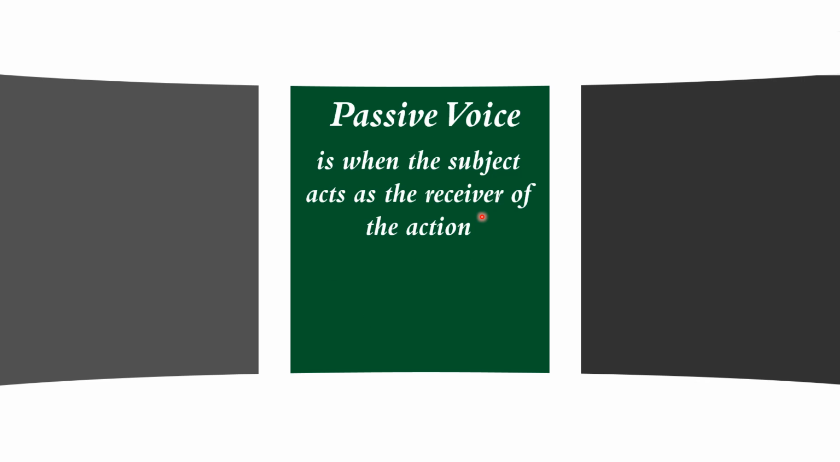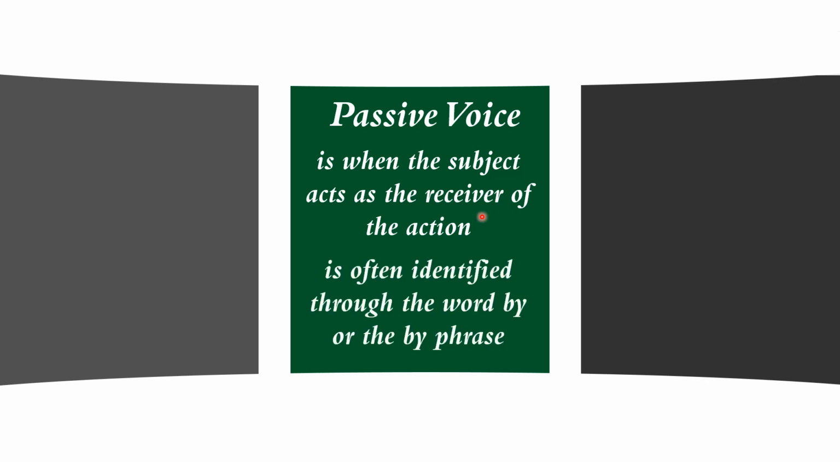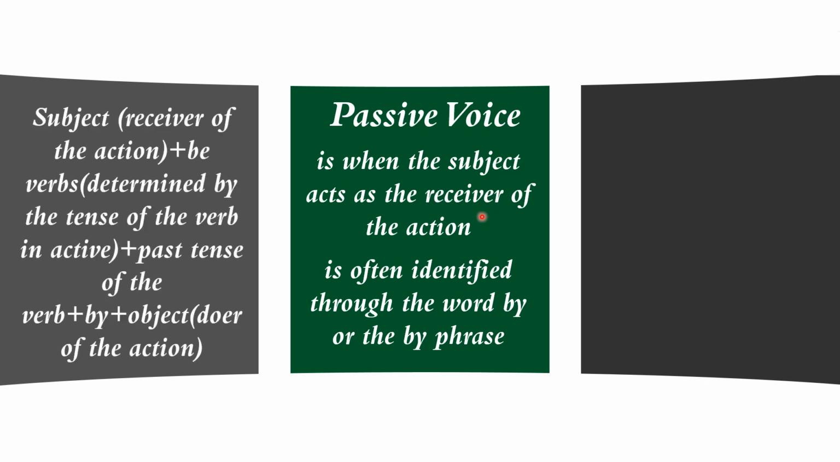So for this one, here is a tip or a trivia. Passive voice is often identified through the word by, or the by phrase, and it follows the following formula. It is kind of complicated by how it looks, but as we explain and delve deeper, we can really understand or analyze the given formula. The formula is subject, which is now the receiver of the action, then the be verb. So what are the be verbs? We discussed this in the last lecture, and the be verbs are is, are, was, were, and am.